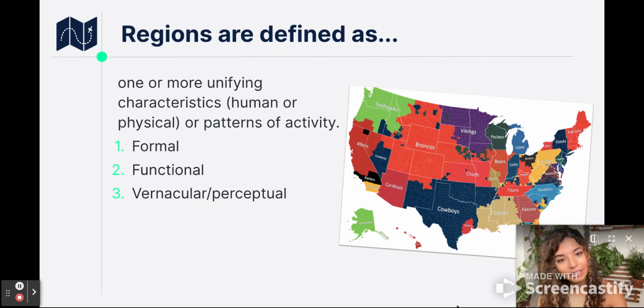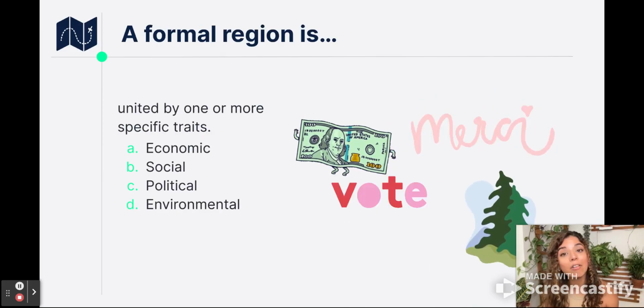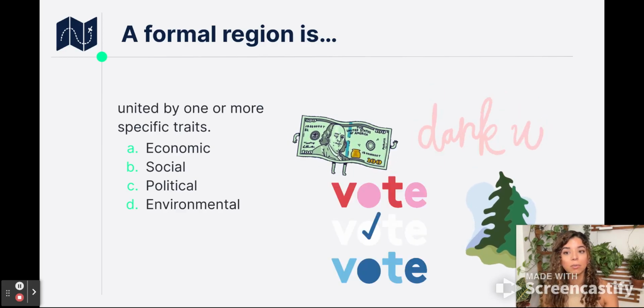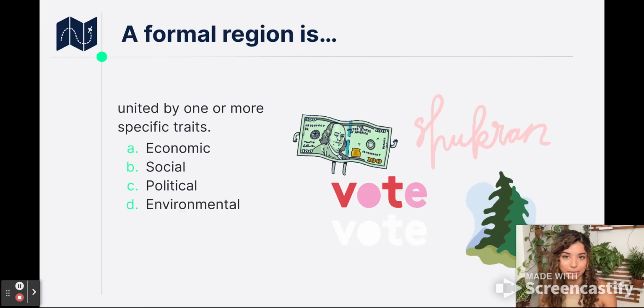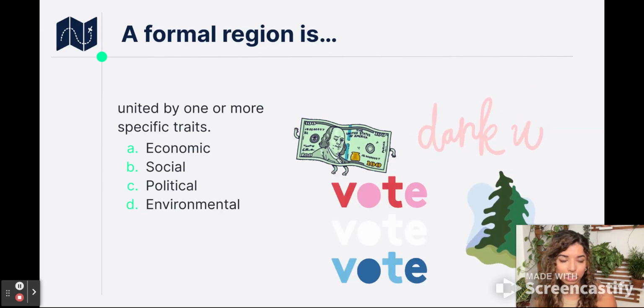The example here, again, is US-centric. We have the different franchises for football, American football. Of course, Texas is pretty dominated by the Cowboys. They're basically America's team. So that would be a cultural or a human element. Looking at formal regions, these are united by one or more specific traits that deal with economic, social, political, or environmental factors. These are things that have maybe more defined boundaries.